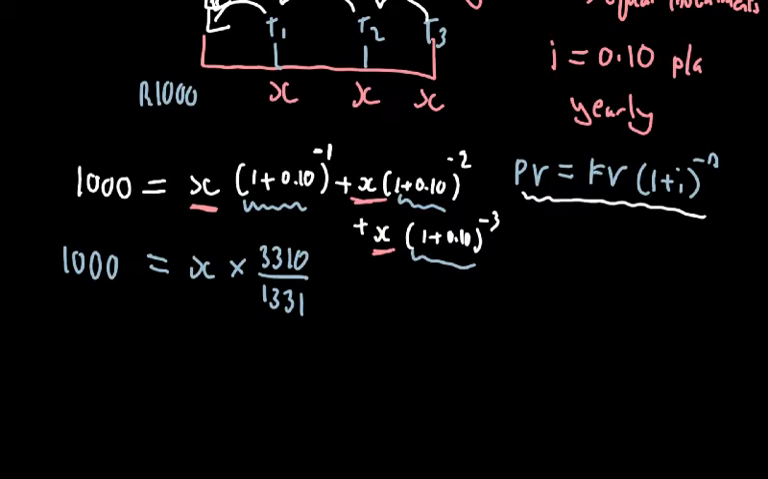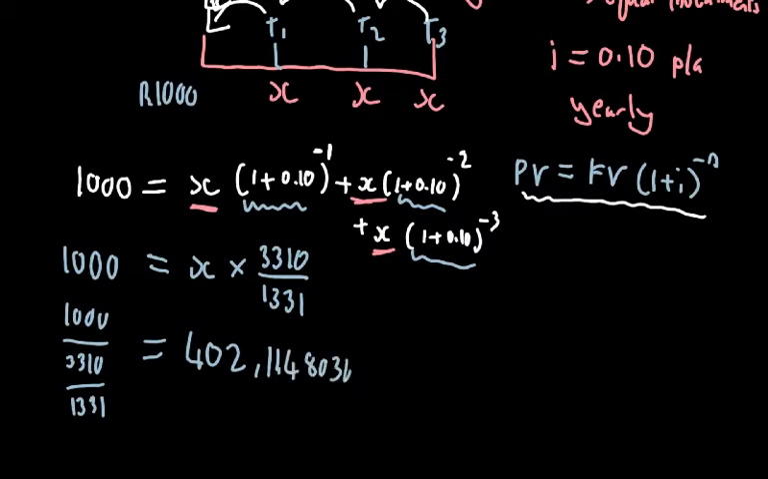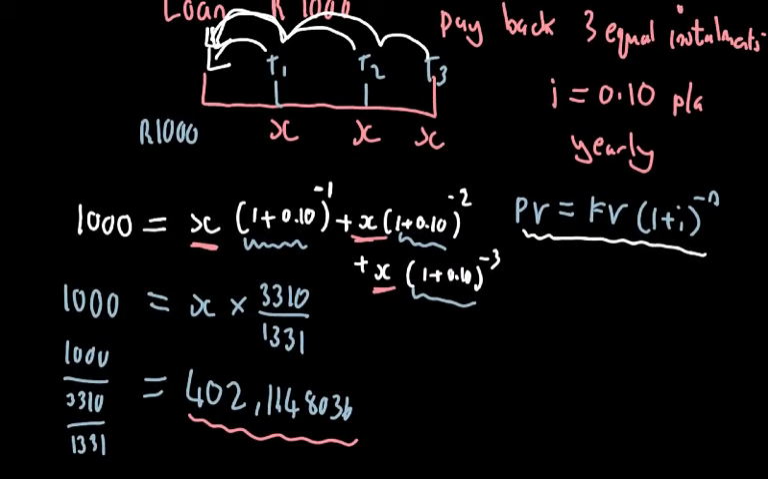Now to find what X is, all I'm going to do is move this to the other side and divide by it. It does look like a lot of divisions here. But what I should get is 402.114036 and so on. Okay, so I'm not rounding at this stage. But essentially the X value that I was looking for in the beginning is 402 Rand, and if I had to round off, it would be 11 cents.